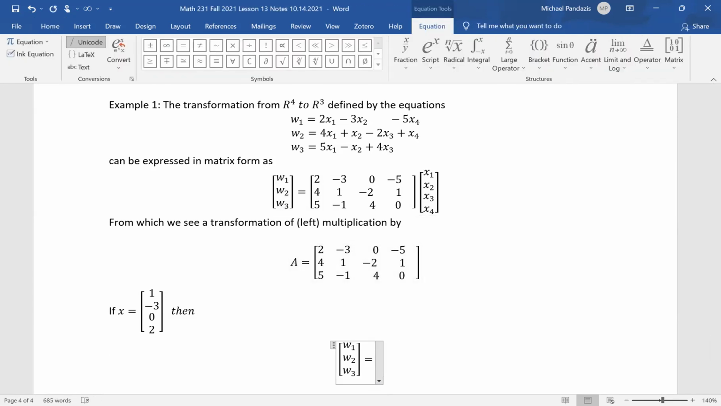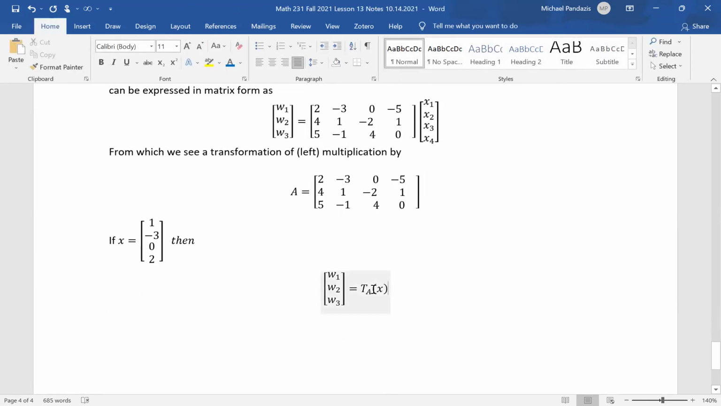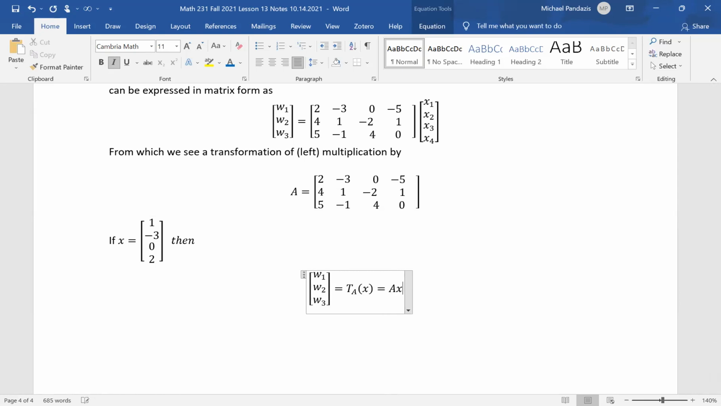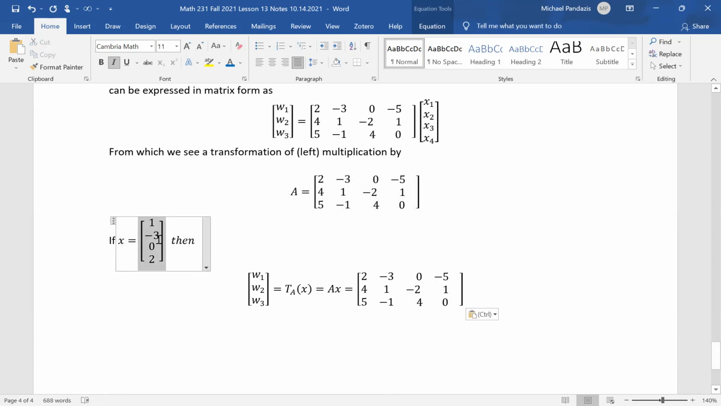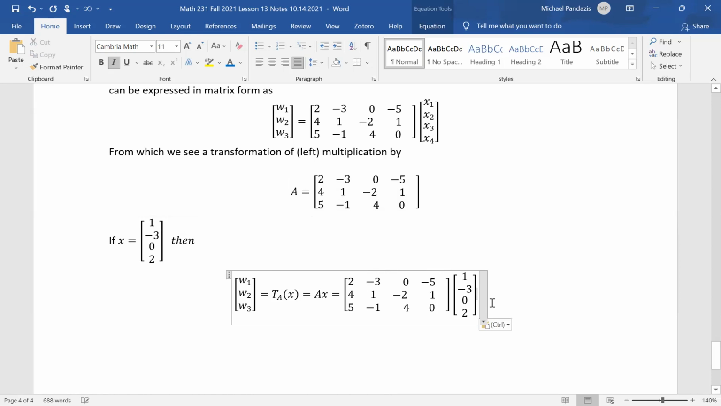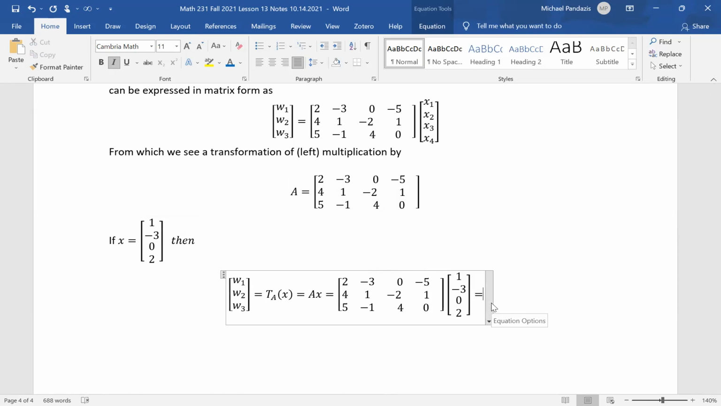right? Now that vector is equal to T sub A of x, because T sub A of x is left multiplication of this vector x by A, right? And so in order to get this output vector, we need to take the input vector as this, and then left multiply it by that matrix A. And so that's T sub A of x, right? And so T sub A of x, again, is Ax. And A is equal to this matrix. And x, the input vector that we chose, is that matrix. And so you just have to multiply those two things.